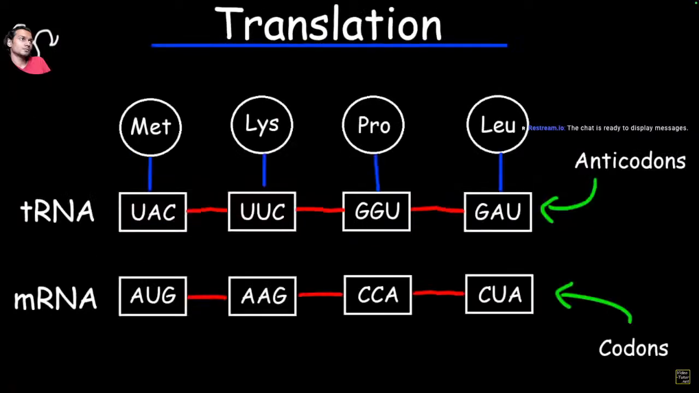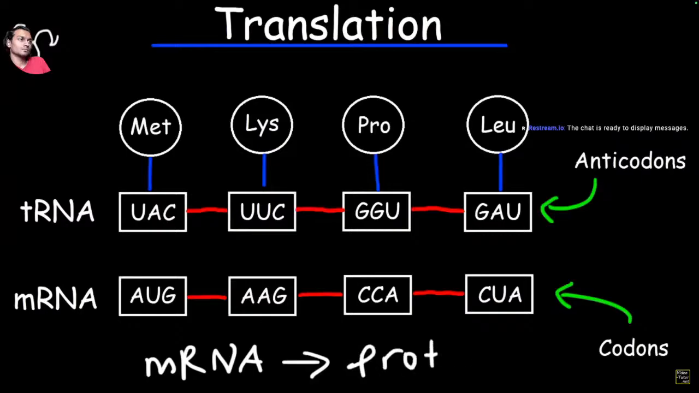Now let's talk about translation, which is the process of taking the information stored on an mRNA strand and using it to construct a protein. So once the mRNA strand is synthesized in the nucleus, it leaves the nucleus and enters the cytosol, where it interacts with a free ribosome or one that is attached to the rough ER. Now within the ribosome, it's going to interact with a tRNA molecule or a transfer RNA molecule.